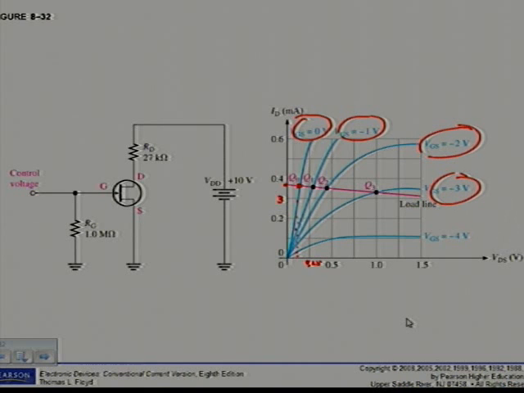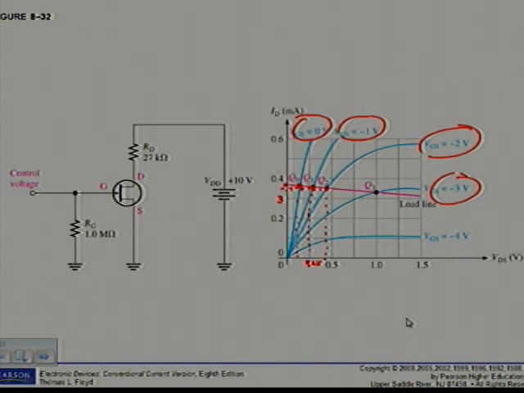So Q1, ID is 0.355 milliamps, VDS is 0.27. And for each of these, I can go and read the values from these curves. And therefore Q2 as well, I can go and read the values from the curve.